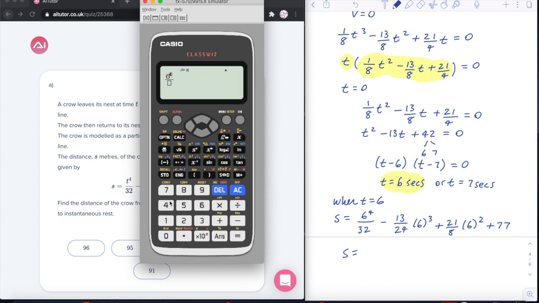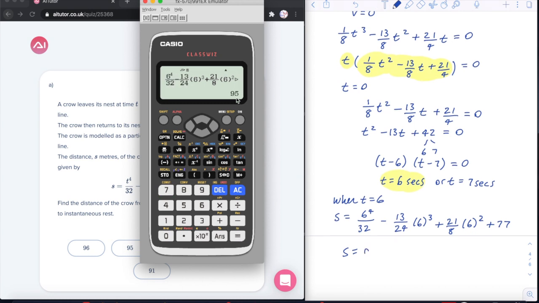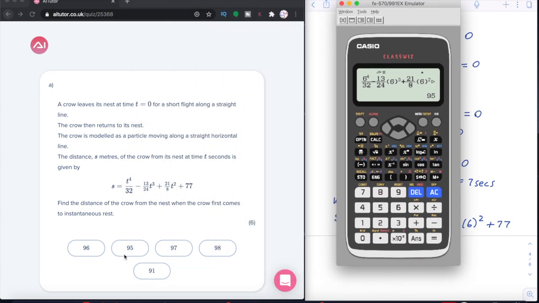So that's 6 to the power 4 over 32 minus 13 over 24 multiplied by 6 cubed plus 21 over 8 multiplied by 6 squared plus 77. That gives us an answer of 95. So s equals 95 meters. Now that is actually one of our answers.